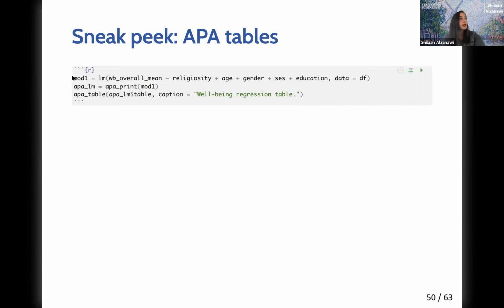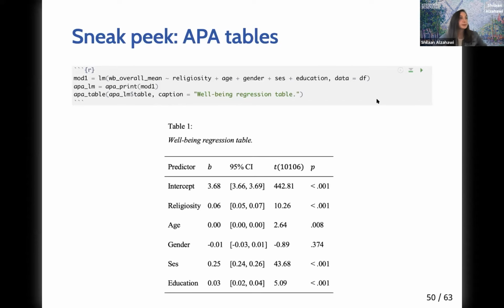And after I create this model, I run the command apa_print, which is in the papaja package, I believe. So I tell it to apa_print my object mod1, and I create an object for that. And then I simply run apa_table, and I extract the table from my apa_lm object here. And I can write my own caption, which you can personalize, of course, customize to your own needs. And this is what we get.